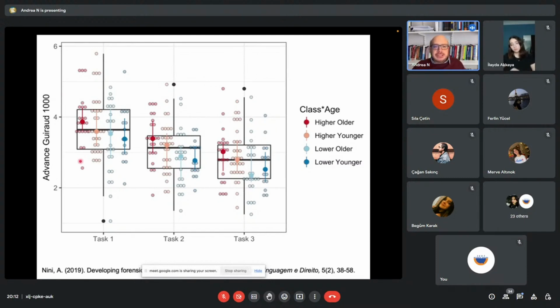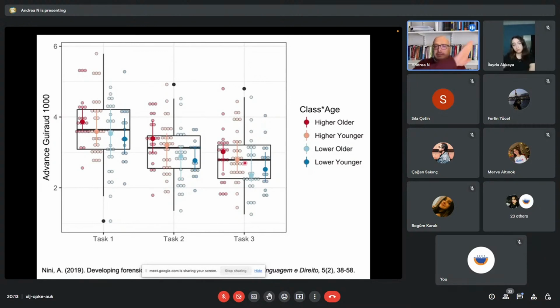So this is what you see, and then you see 3 box plots. The box plots show you the distribution for each task of this measure. What you see here is that for task 1, you can ignore the colored dots for now, just focus on the actual square. In task 1, the median Advanced Guiraud 1000 is just below 4. This is higher than in task 2, and task 2 is higher than task 3.